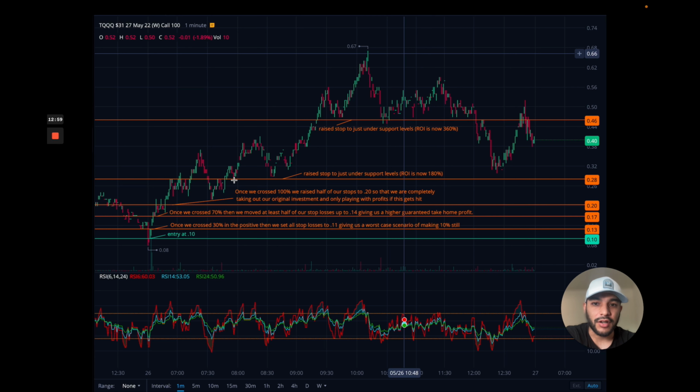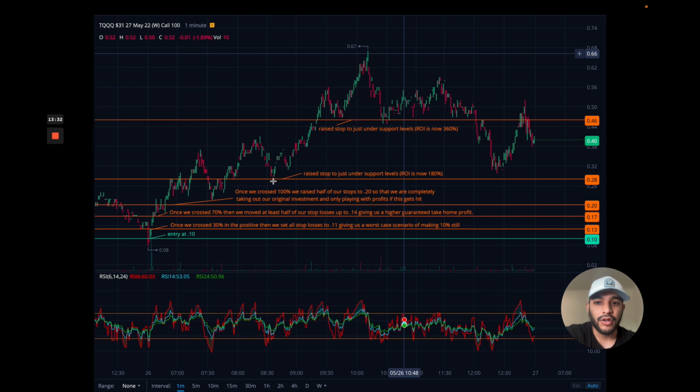And then once we kind of came back down, we found a little bit of a support. We have a little bit of a double bottom here on this option chart, which shows the chart patterns work on the option charts as well. And then we came back up. I'm now raising my stop losses here to this line because I see that we have a support from this double bottom. And so when I raise the stop to just under support levels, ROI is now 180%, with the stops being at $28 per contract. So 180% right there. If you put in $100, right, that's a 2.8x. So that $100 just turned into $280.